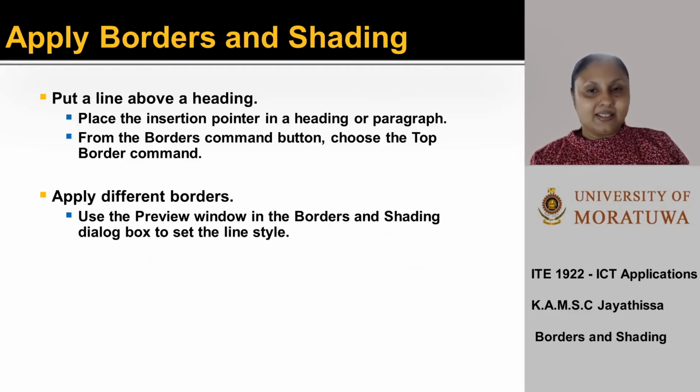Apply borders and shading. Put a line above a heading. Place the insertion pointer in a heading or a paragraph. Then go to the Borders command button. Use the drop-down menu and choose the Top Border command. Then you can put a line above the heading. Apply different borders. Use the preview window in the Borders and Shading dialog box when you set your line style.